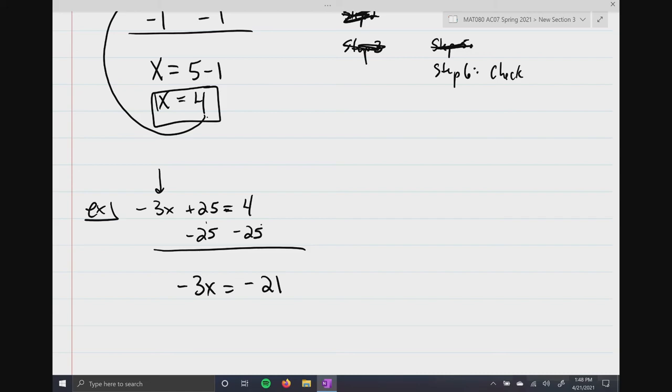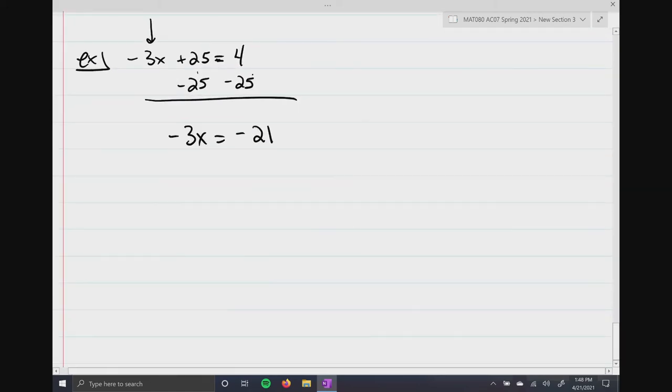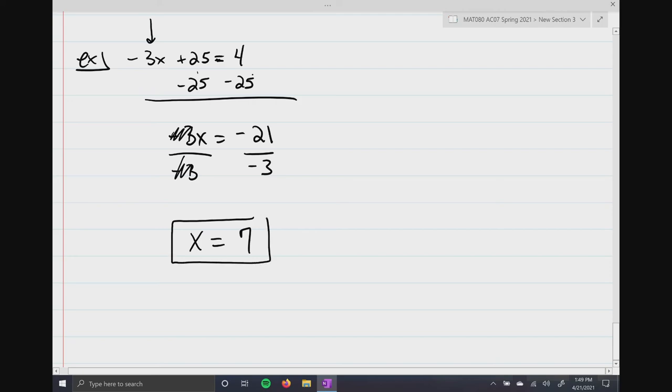Step 5, I look at the number in front of the variable, which is a negative 3, and I will divide both sides by negative 3. Now, from fractions, we know negative 3 over negative 3 reduces to a 1, so that gives me x. And a negative divided by a negative is a positive. 21 divided by 3 is 7. Are there any questions?